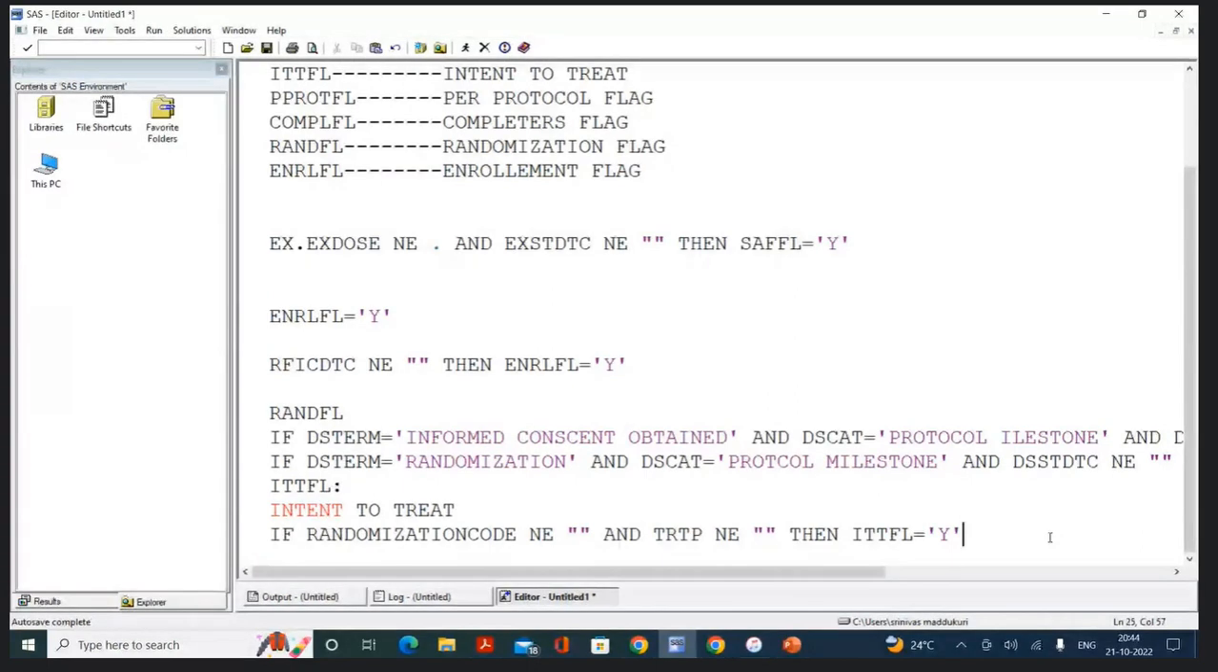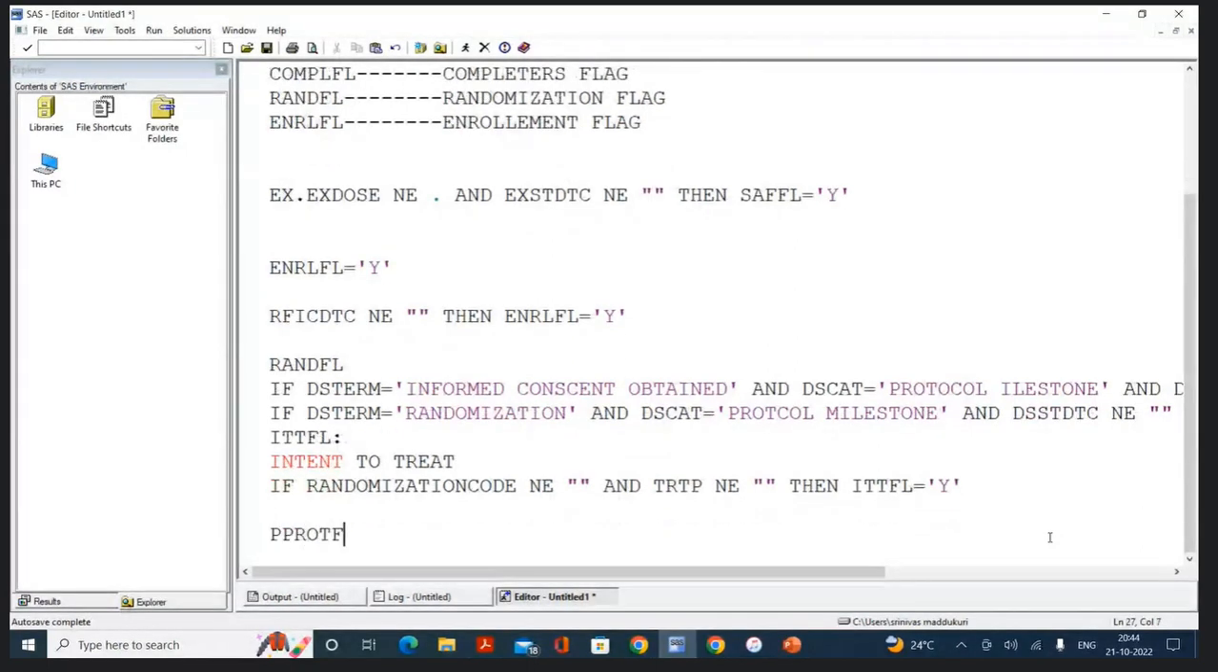Then we are going to have PPROT, per protocol flag. How do you know that a subject has successfully completed the study per protocol or not? Where can we find that information? In which ADaM domain can you find that information? Any logic that you are getting? Per protocol. You have completed inclusion exclusion criteria.